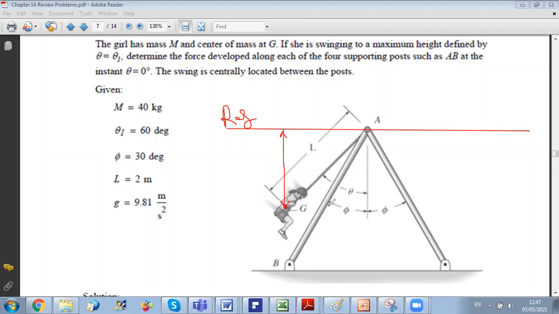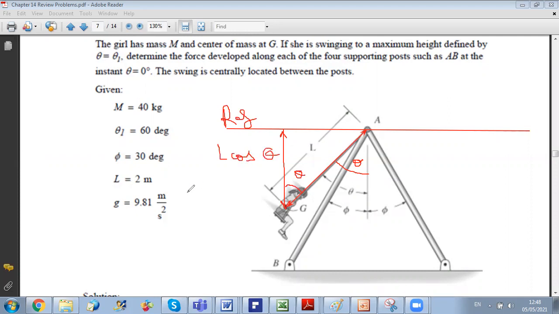Pythagorean? No, because look, you have this angle here. This is theta, and you know this length L. So you just have to project. This angle will be equal to this one, since they are alternating angles. So this height will be L cosine theta.